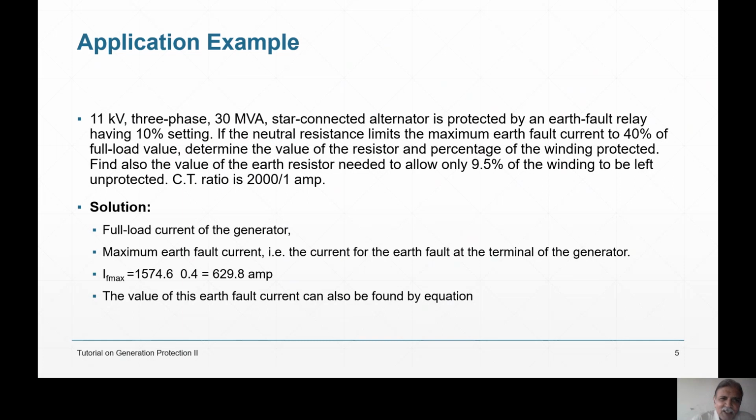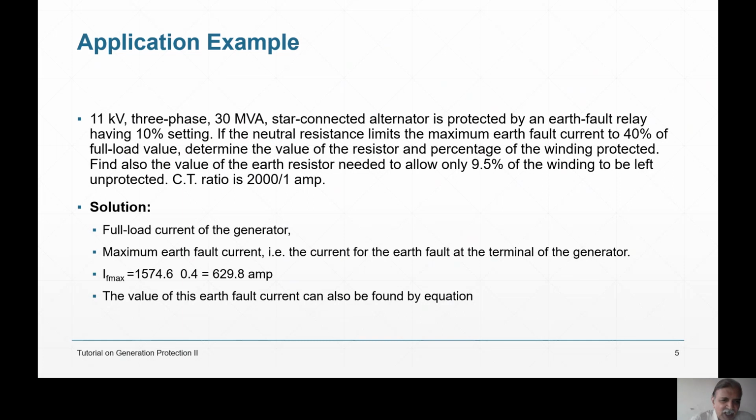CT ratio: for 11 kV, 30 MVA, the current is nearby 2000 ampere. You can calculate with 0.85 PF, which you can assume because usually generators are designed for 0.85 PF, so 2000 by 1.